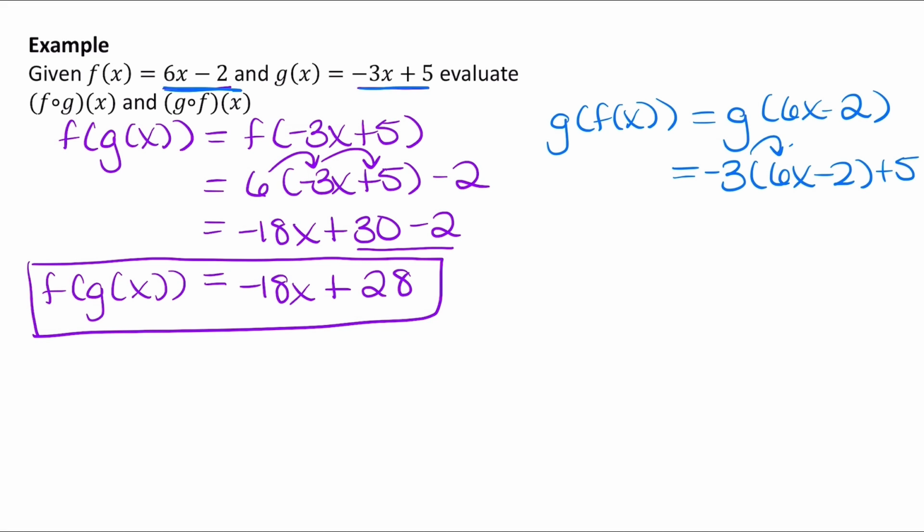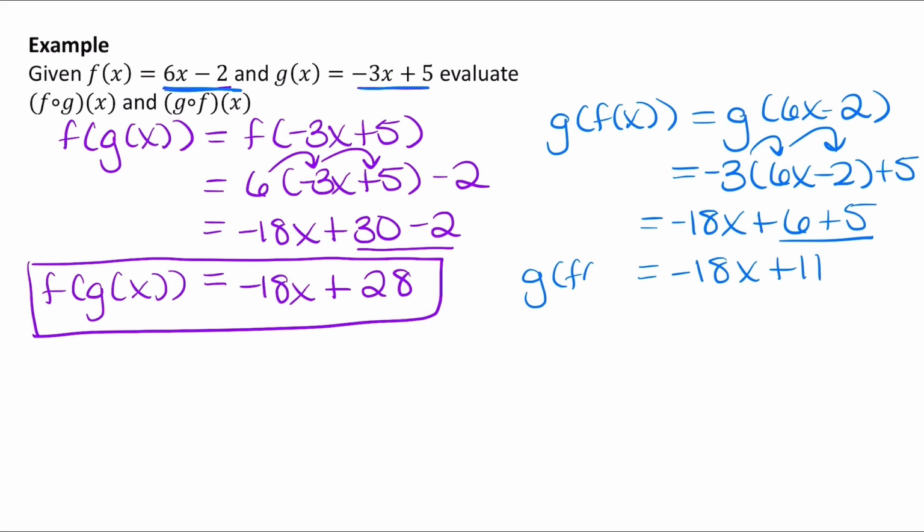I'm going to start off by distributing this negative 3, so that gives me negative 18x, and then plus 6 plus 5. Now all I need to do to simplify is combine these like terms, which my 6 plus 5 will combine. So I have negative 18x plus 11. And that's going to be g of f of x. So that's how you find both f of g of x and g of f of x.